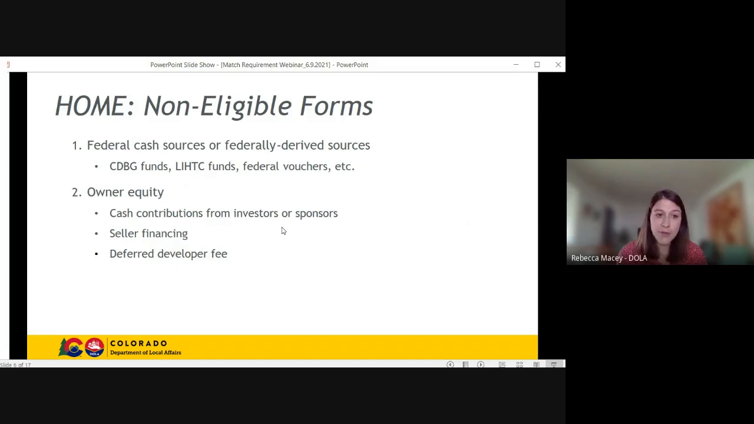So although cash contributions are okay from maybe a foundation or other source, from investors or sponsors directly in the project, those are not considered match. Seller financing is not match. Deferred developer fee is not match.